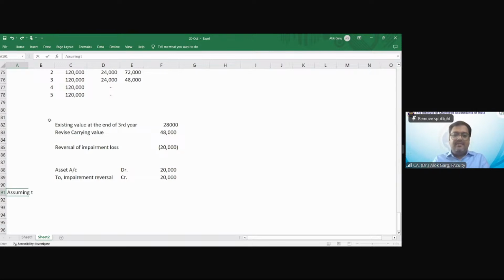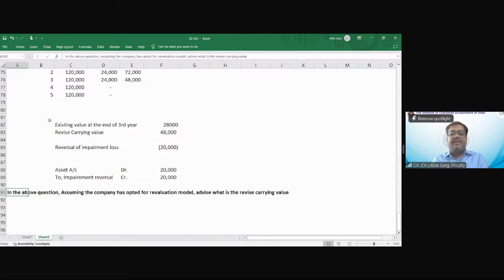Assuming the company has opted for revaluation model. Advise. What is the revised carrying value? In the above question, assuming the company has opted for revaluation model, advise the revised carrying value. 50,000.